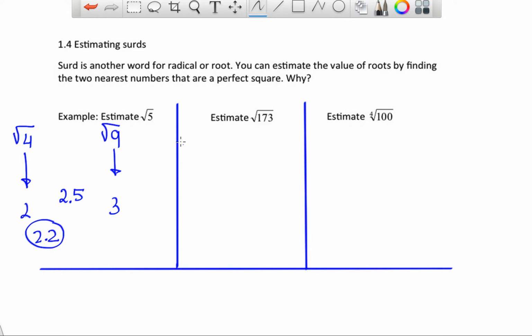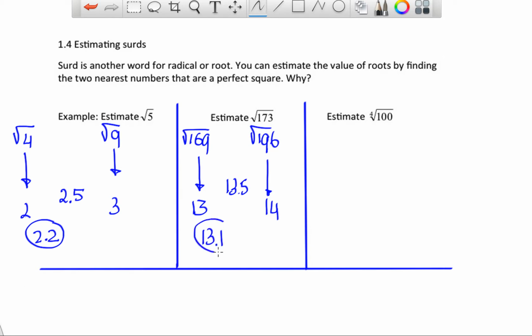Let's see, the square root of 173. Well, the square root of 169 is 13, and the square root of 196 is 14. So we are again between two whole numbers. I'm going to put 13.5 in the middle. And then from 169 to 173 is only a step of 4, and from 173 to 196, that's actually 23 more. So I think the square root of 173 is really close to 13. So in this case, let's try 13.1.